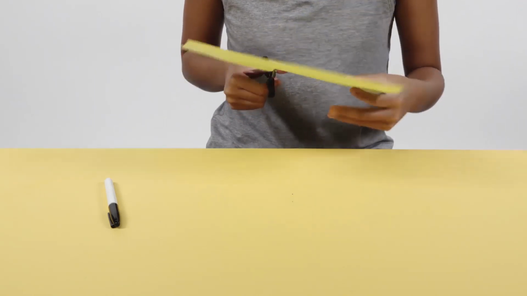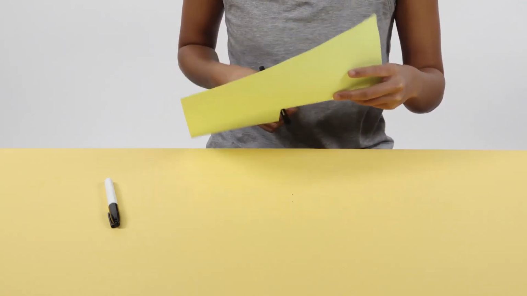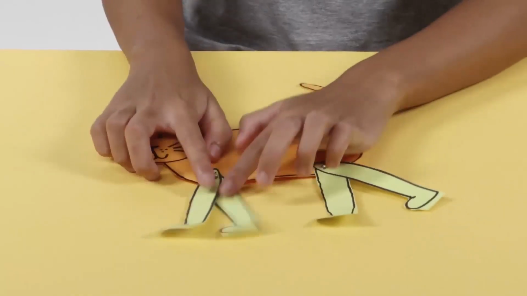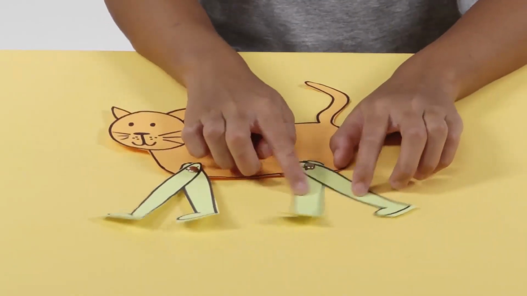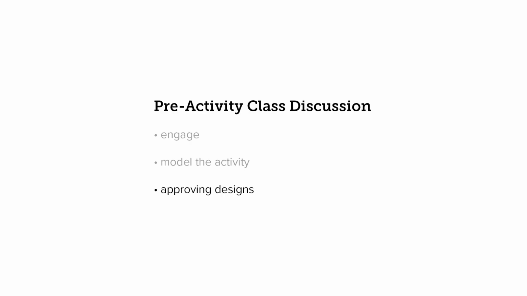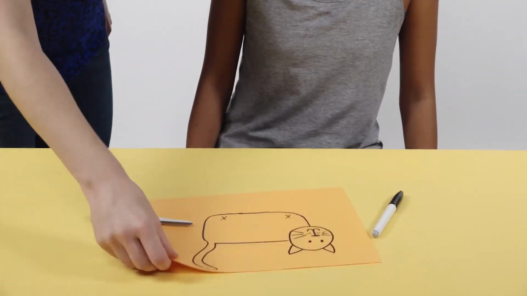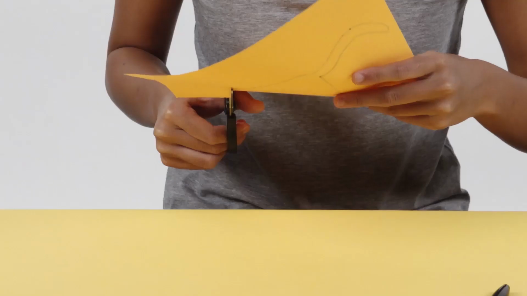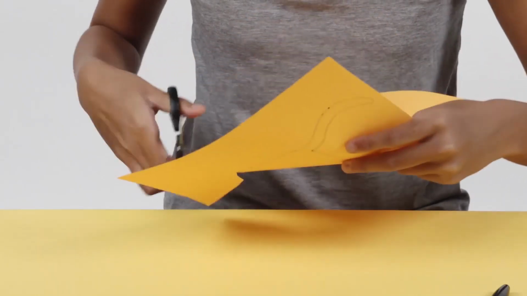Point out during the inquiry rewind that even though a cat's tail and head move, the student in the video focused only on the animal structures that help it move, the cat's legs. Explain that students will not be cutting until their animal drawing has been approved by you. If students draw only one picture, after they cut out the moving parts, they will have nowhere to attach them.